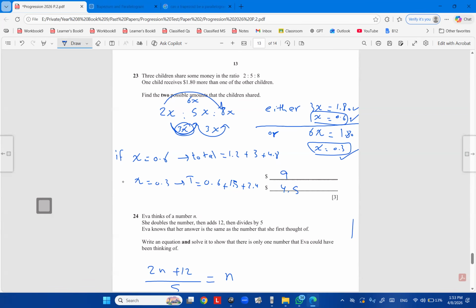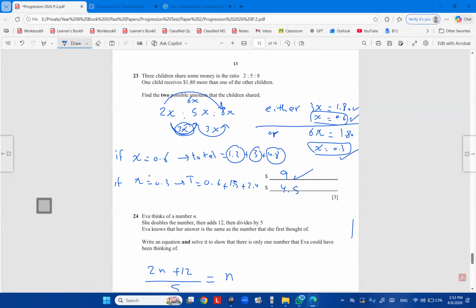If x is 0.6, then 2 times 0.6 is 1.2, 5 times 0.6 is 3, 8 times 0.6 is 4.8. Adding them up, the total could be 9.